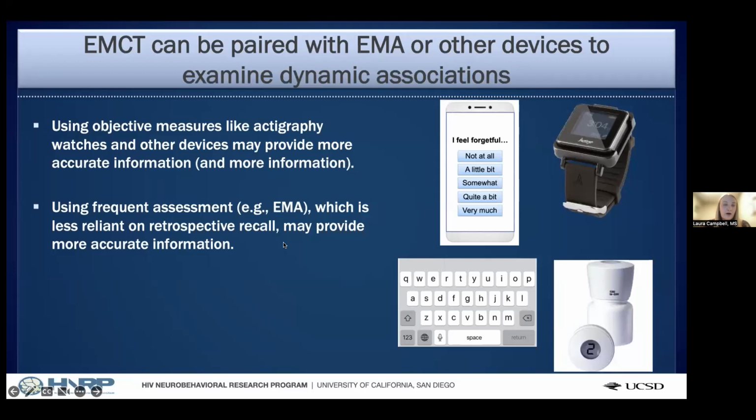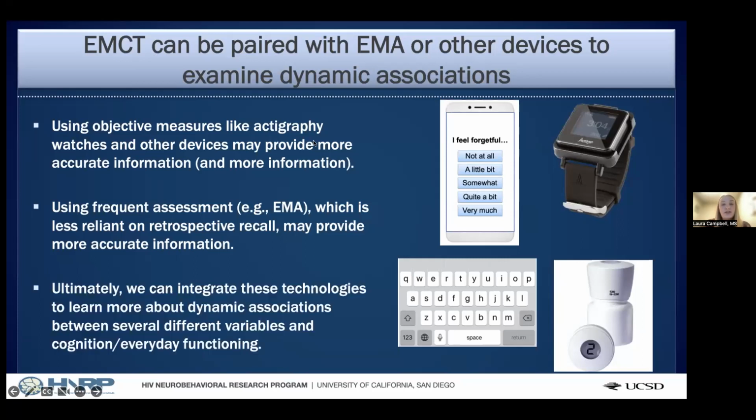So I'll be talking about this mobile cognitive testing paired with EMA and an actigraph watch, which I have here. But this theory can be taken and applied to a lot of different technologies. Like I have the keyboard there because people are starting to look at keystroke dynamics. There is a sensor there that looks at medication. There are a lot of different sensors that we can put in people's homes now to better look at everyday functioning as well. So ultimately, we can integrate these technologies to learn more about the dynamic associations between several different variables and cognition and everyday functioning.